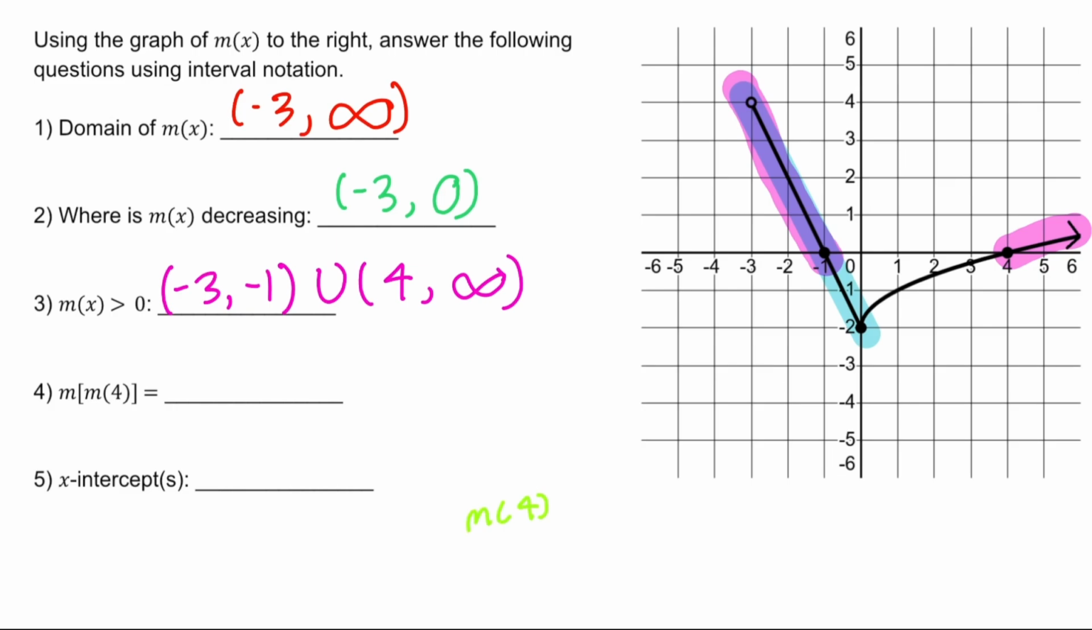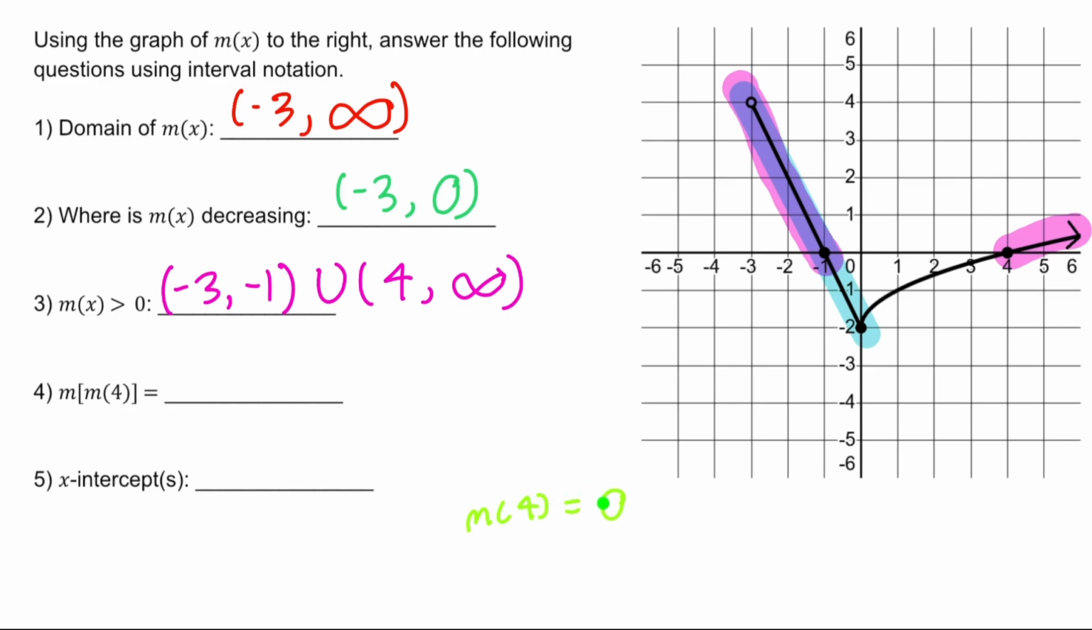What this is asking us is when x is equal to 4, what is y? Let's go look at our graph. Where x is equal to 4, what is our y value? What's our output? Well, that would be 0, right? We're on the x-axis, so therefore our output is 0. Right there.